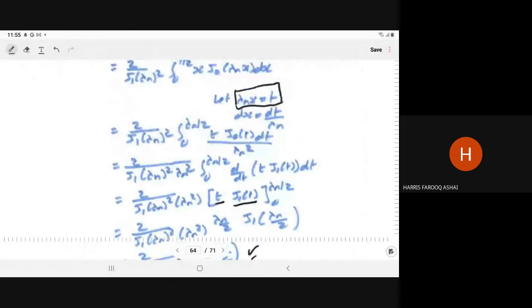So here now I'm stopping. The rest of the questions, in the next class we will start the new chapter, and also the remaining questions of the Bessel function.